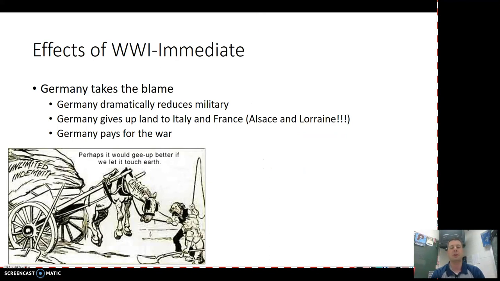So, immediate effects: Germany has to take the blame. That's the war guilt clause. Germany is going to have to dramatically reduce its military, which is during a time where militarism is a big deal and tied to nationalism. That's a kind of a kick in the pants. Germany is also forced to give up some land to Italy and France, including, hey, Alsace and Lorraine. They make an appearance again. And then Germany is forced to pay for the war.